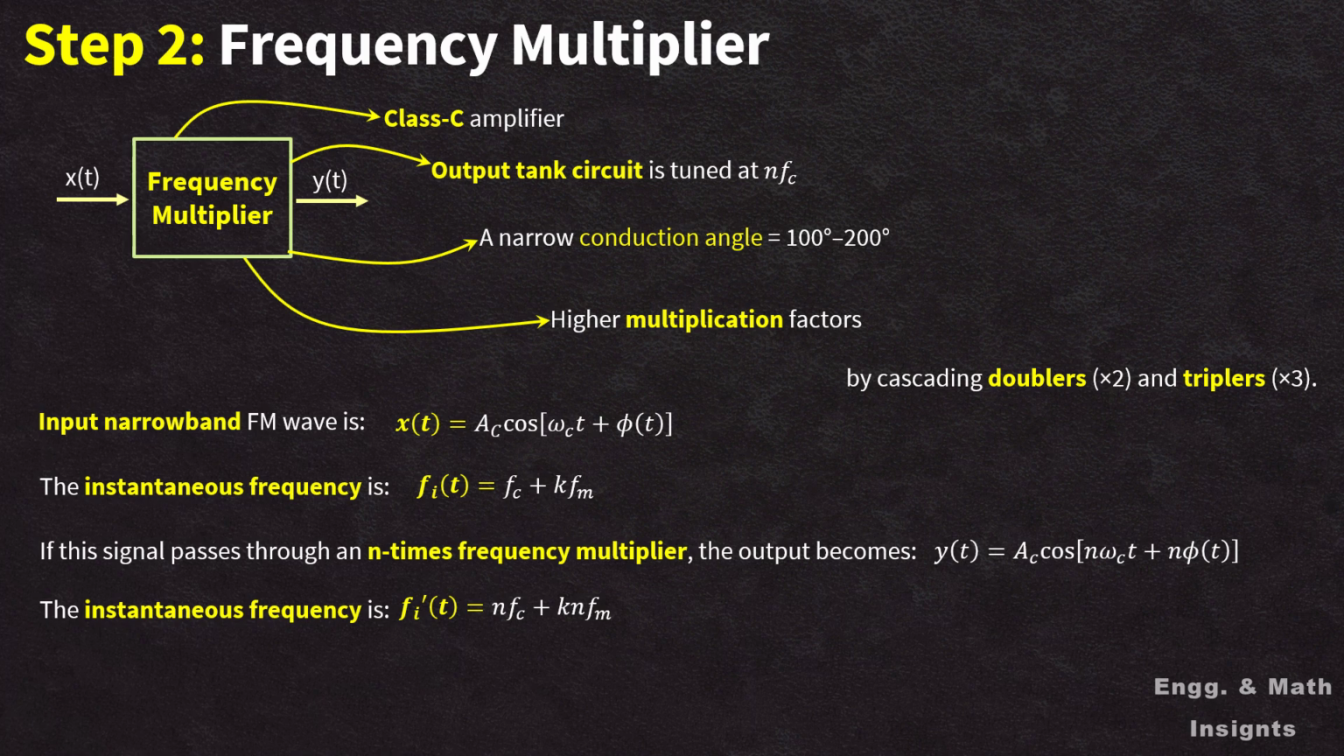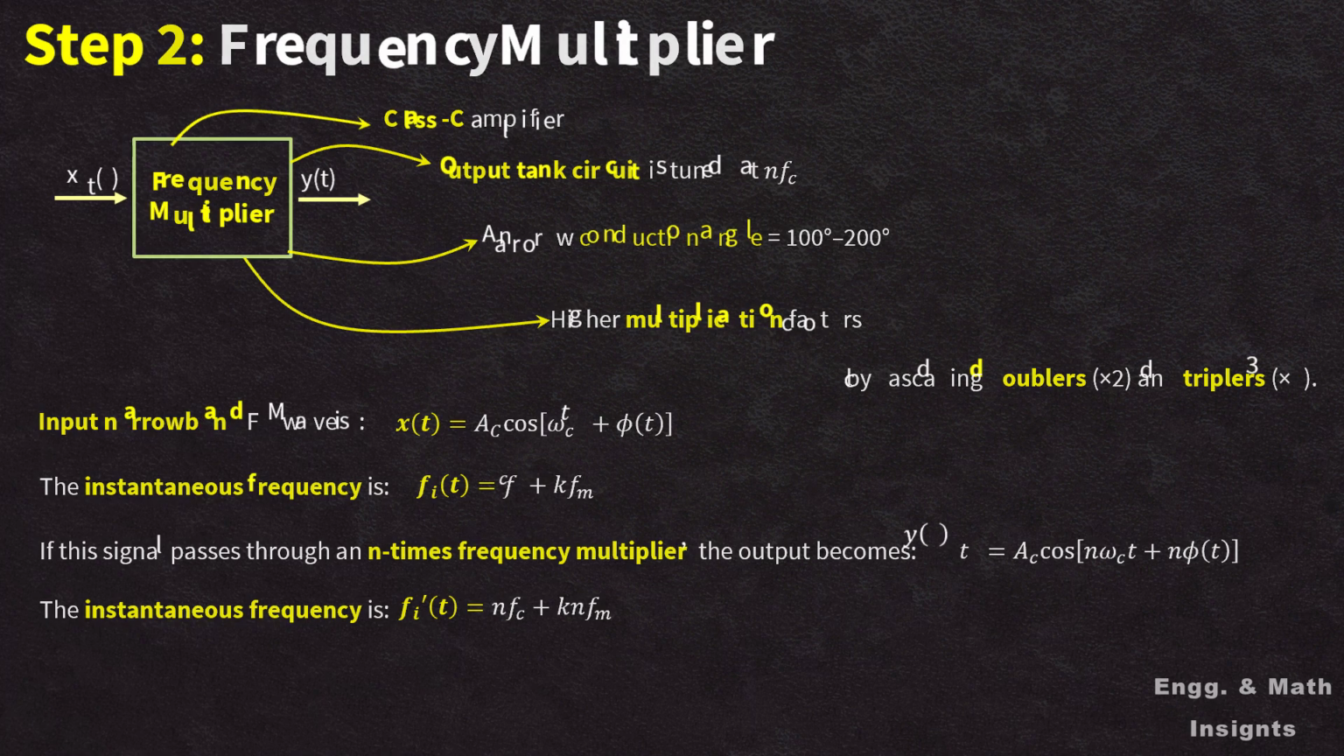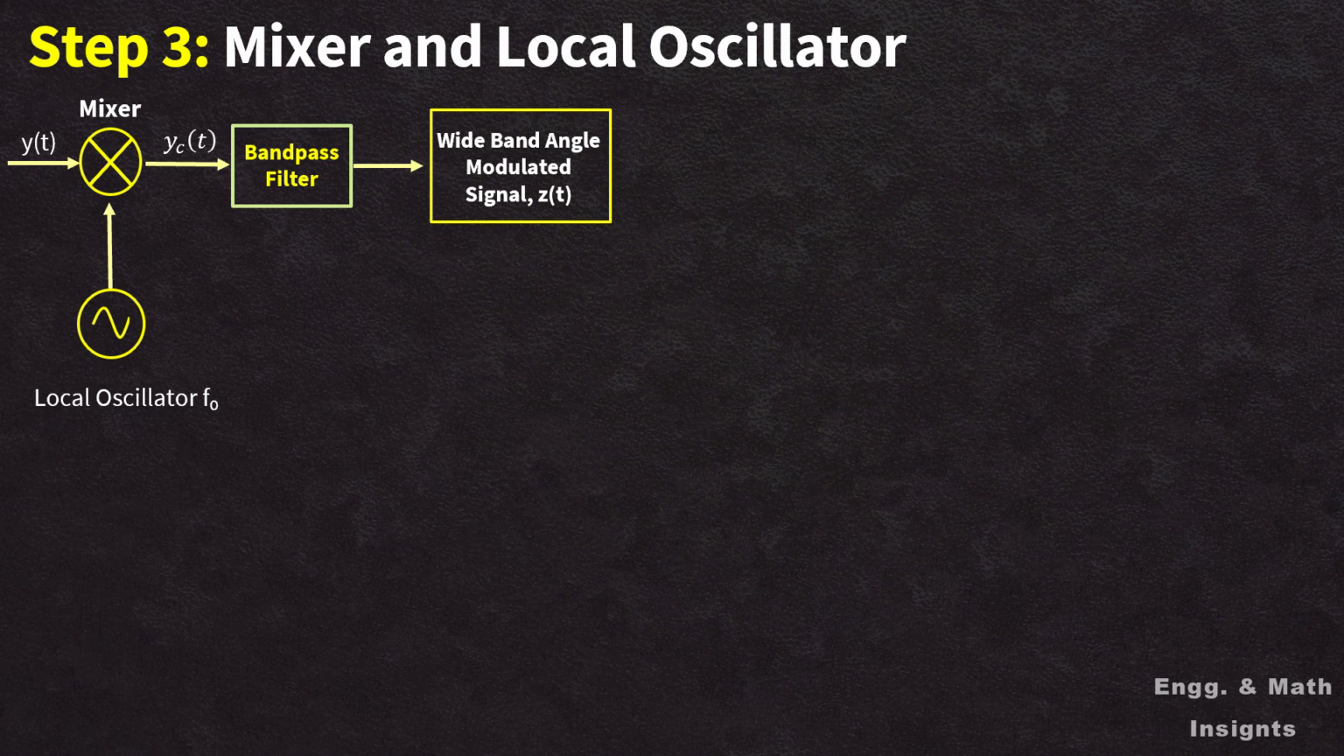Thus, the frequency multiplier serves a dual role. It raises the carrier frequency to a desired range and simultaneously expands the frequency deviation, effectively transforming the narrowband FM into a wideband FM. The next step, step 3, is the mixer and the local oscillator. After passing through the frequency multiplier, the frequency modulated signal is now wideband. However, the carrier frequency at this stage is n times Fc, which may not match the actual frequency allocated for transmission. To shift the signal to the desired frequency band, we use a mixer and oscillator combination.